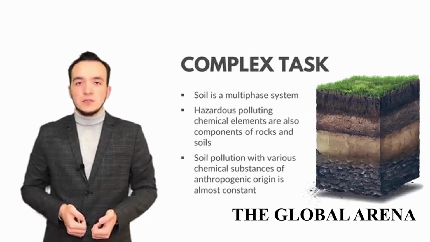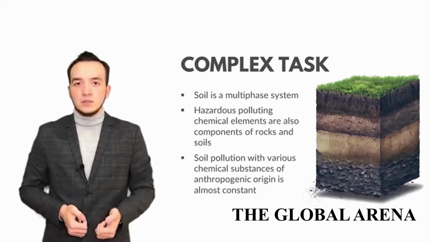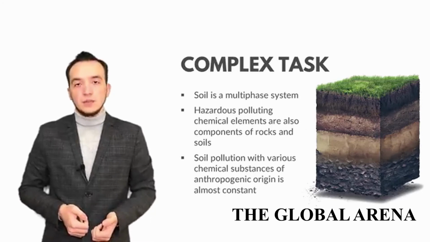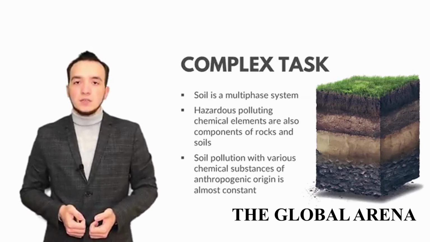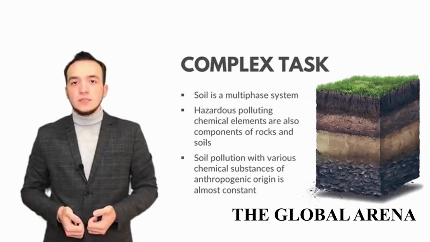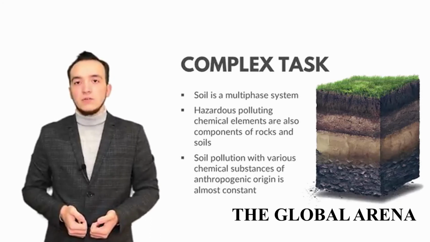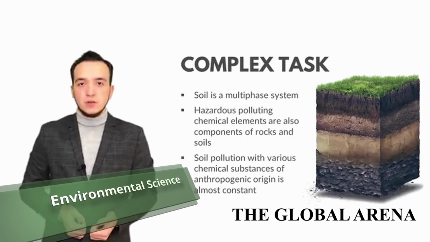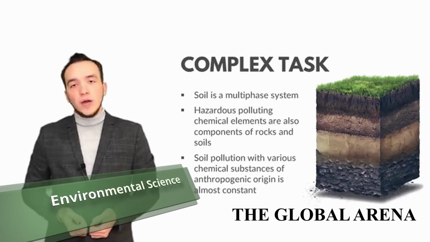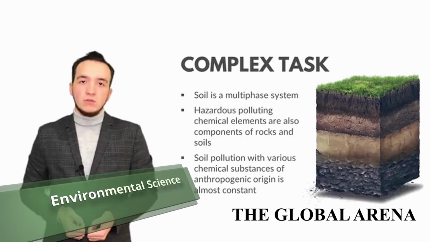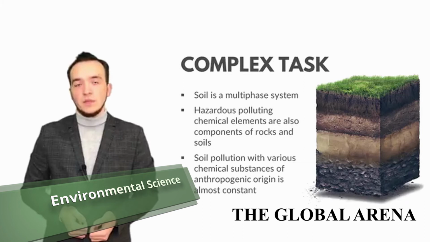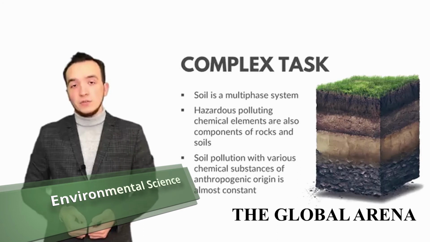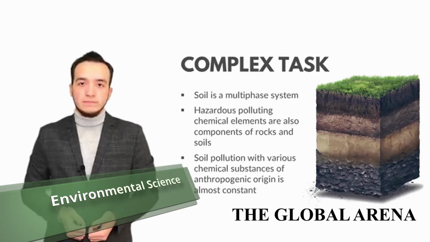Second reason, hazardous polluting chemicals elements are also components of rocks and soils. They come to the soil from natural and anthropogenic sources. But in case of ecological monitoring, usually it is necessary to assess the impact only of anthropogenic component. And the range of values of chemical substances content in soil is so wide that it is difficult to establish a level of initial background content in them. Third reason, soil pollution with various chemical substances of anthropogenic origin is almost constant.